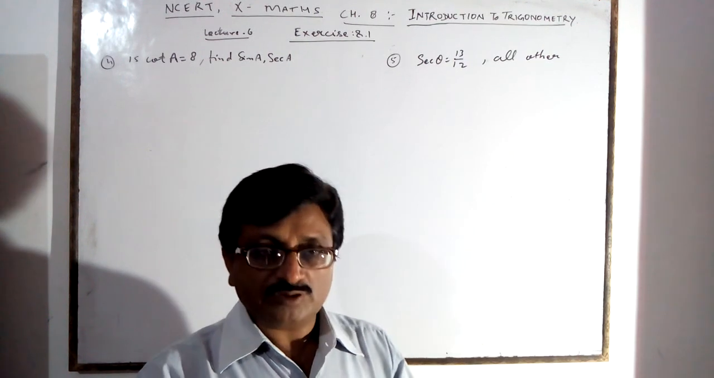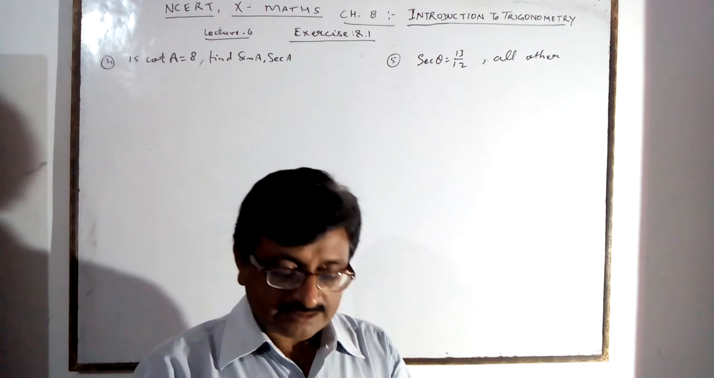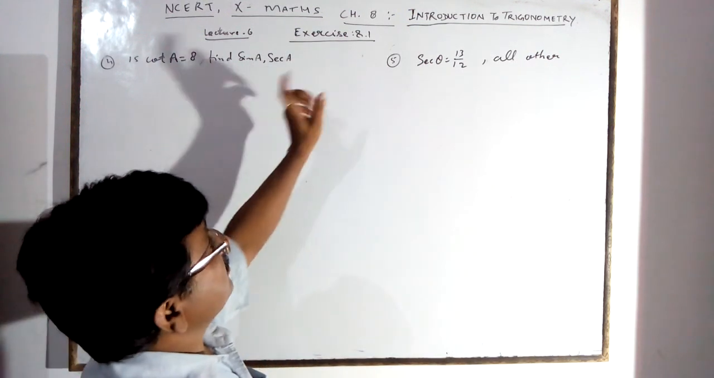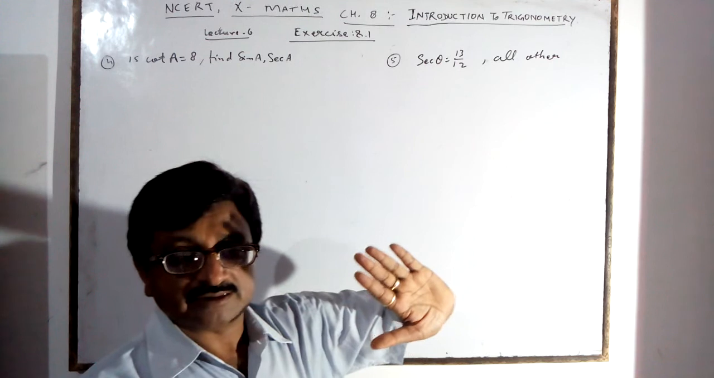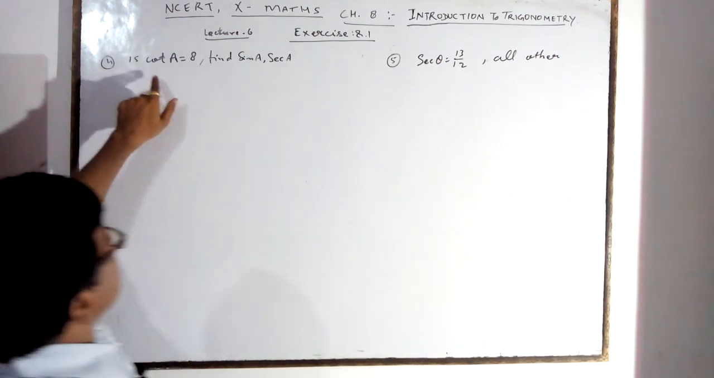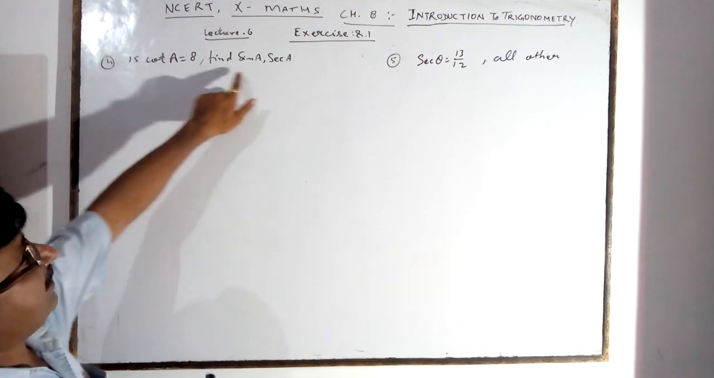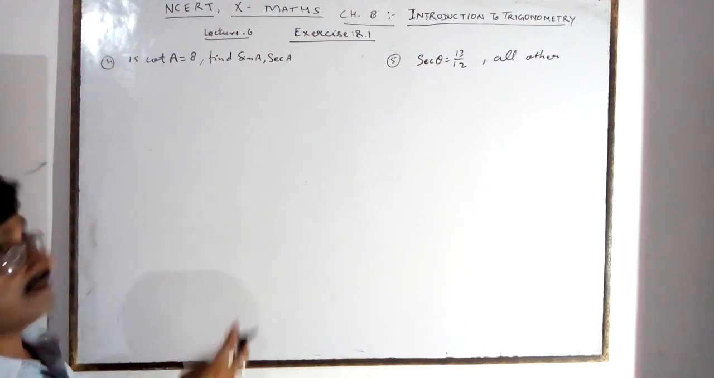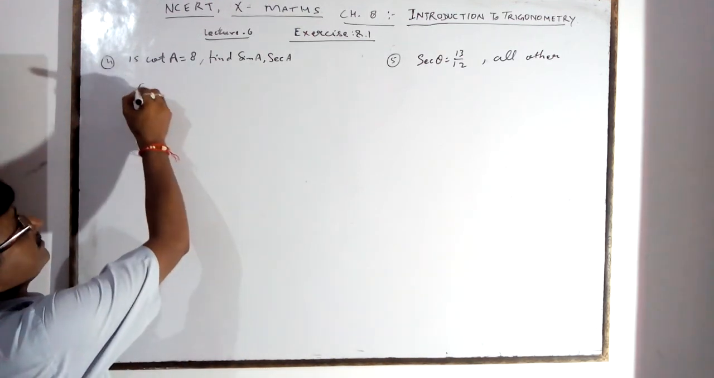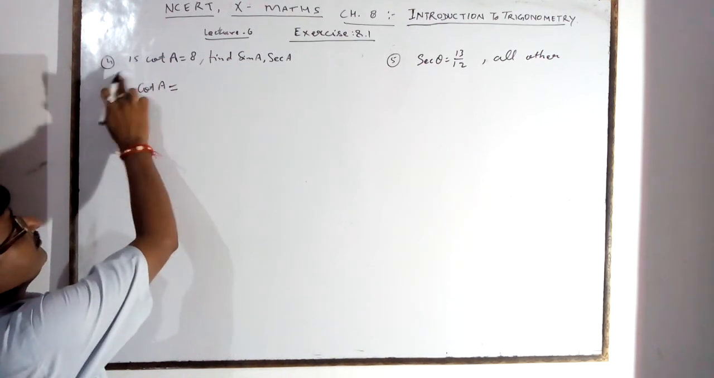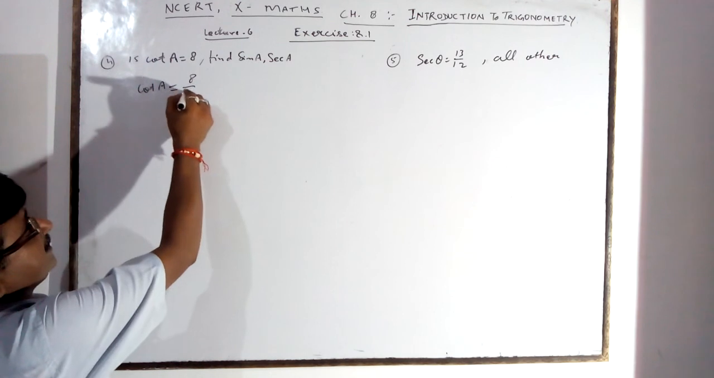In the previous lecture I told you about Exercise 8.1 of trigonometry, up to question number 3. Question number 4 is given in the NCERT: 15 cot A is equal to 8, find sin A and sec A. First of all, transpose it: 15 into cot A is 8, so cot A is equal to 8 upon 15.